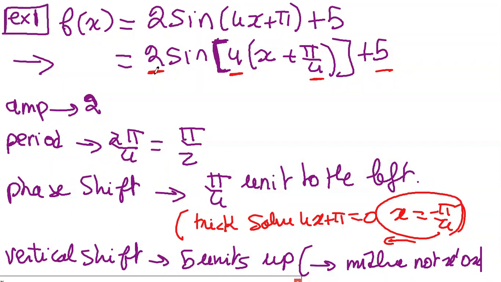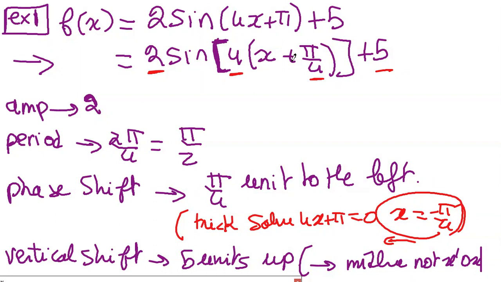What does the amplitude mean? It means the distance between the maximum point and the midline is 2. Period: if I want to know the period, it's 2 pi over 4. That means it's pi over 2. It means that after pi over 2, I'm going to start again. The phase shift: I have a phase shift here. It's pi over 4 units to the left because it's plus pi over 4.